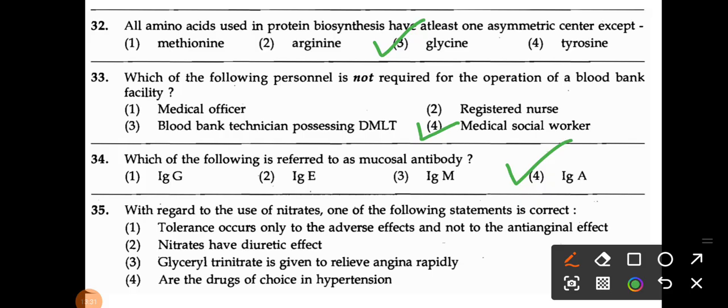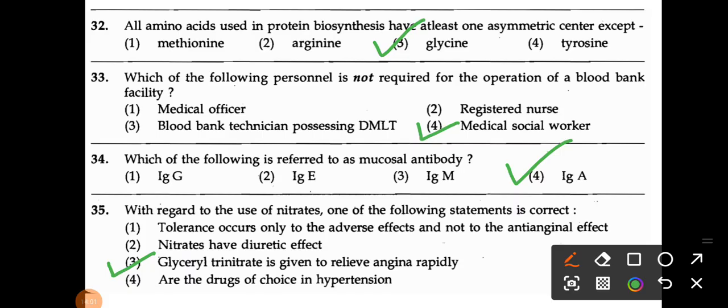Then 35th: with regards to the use of nitrates, one of the following statements is correct. They are asking for the correct statement about nitrates. Tolerance occurs only to the adverse effect and not to the antianginal effect. Nitrates have diuretic effect. Glyceryl trinitrate is given to relieve angina rapidly. Nitrates are the drug of choice in hypertension. So what is the correct answer here? That is option number 3.